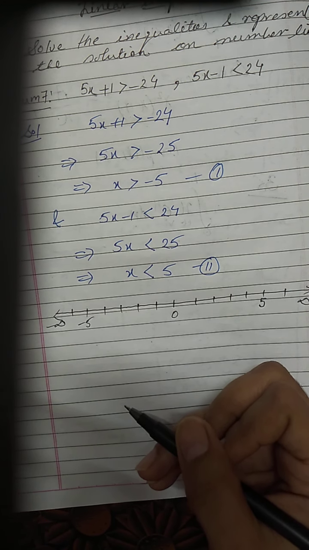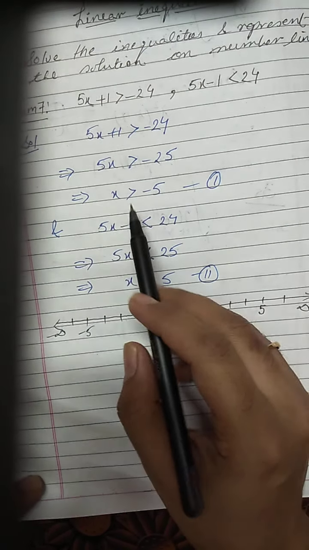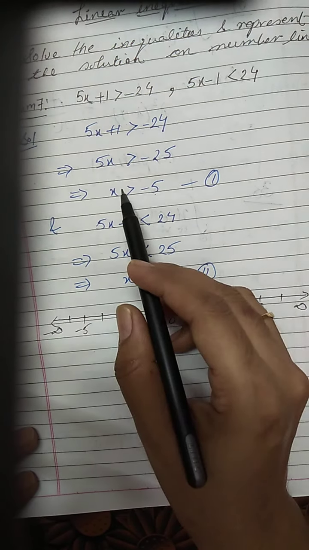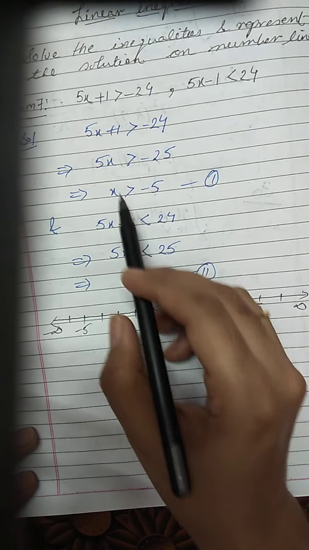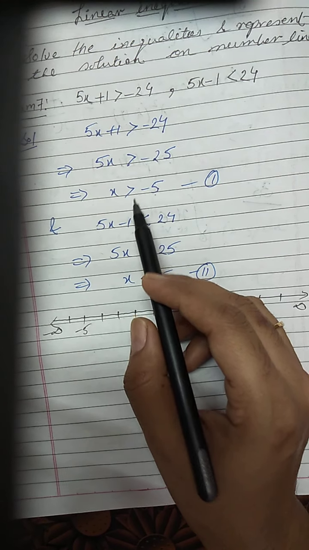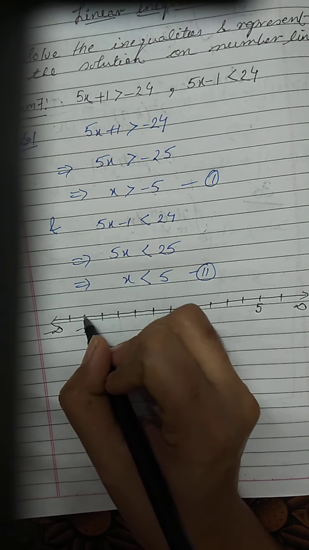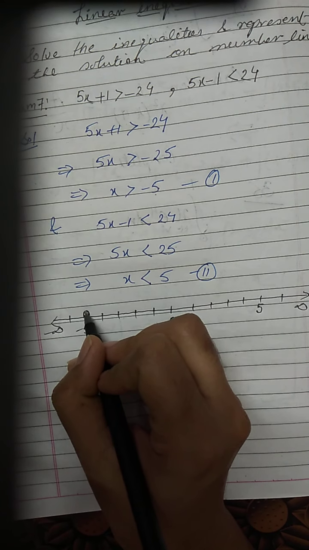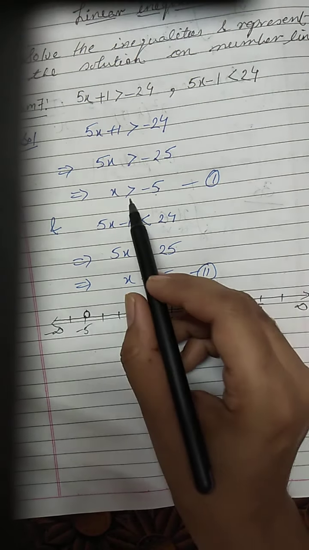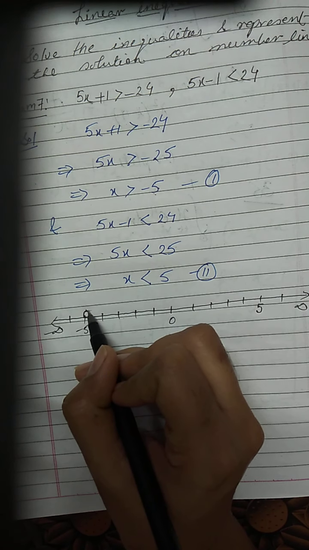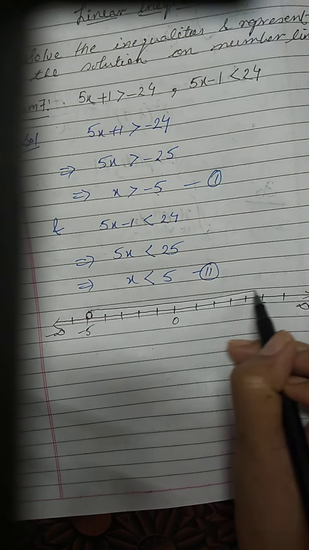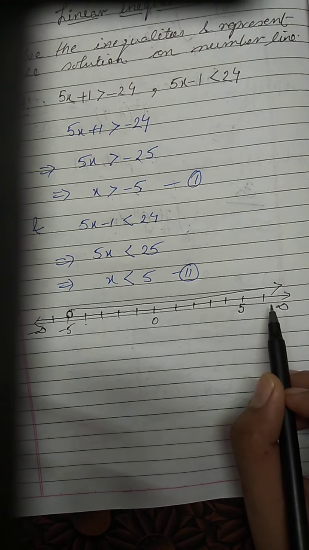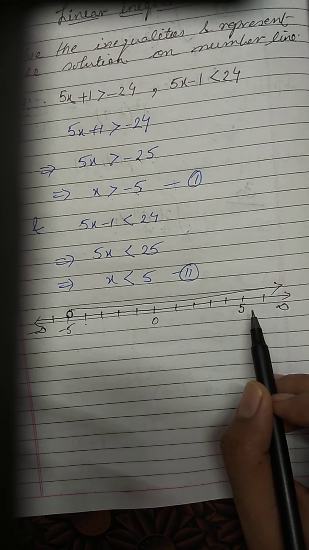Now from the first inequality, we have all x greater than minus 5. The inequality is strict, which means we are not supposed to include minus 5. So the first solution will be from minus 5, and we have to go towards the right side because we need all the real numbers greater than minus 5. So it will start from minus 5 and go till infinity.